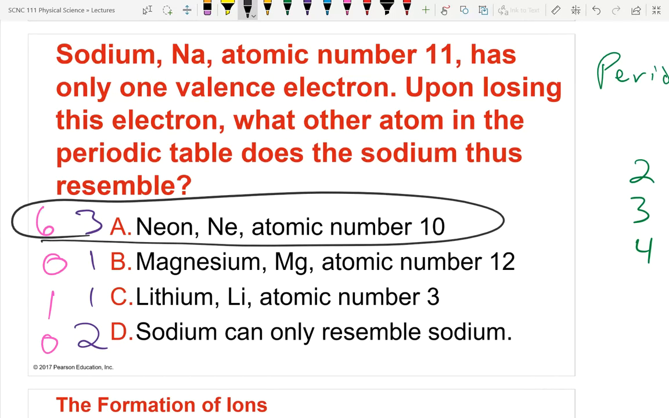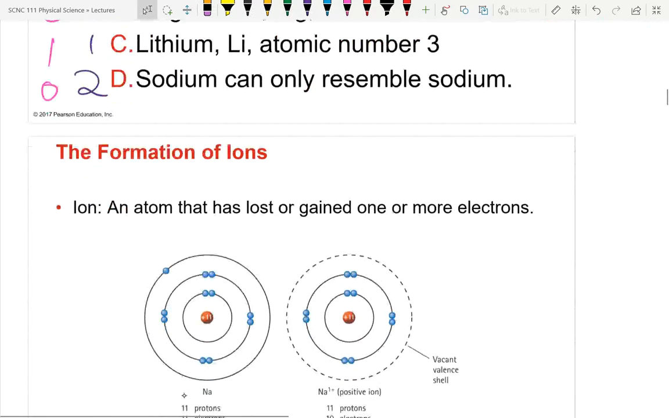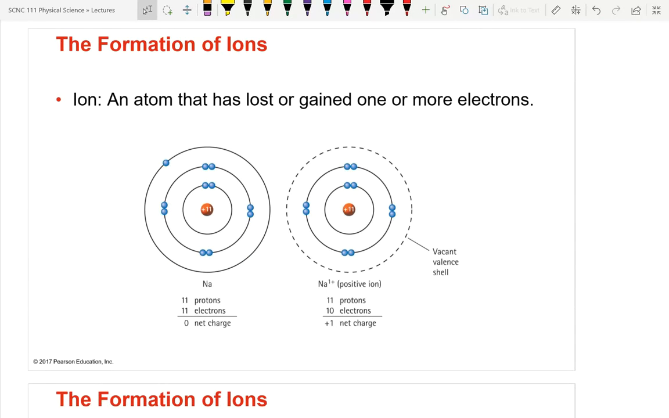So does that make sense to everyone? Obviously, the explanation should help. Otherwise, I wouldn't spend time on it. So here's a picture illustrating what we just did. Sodium, you take away electron. That valence shell is now vacant, and so we show the next one in. And it looks like a neon.